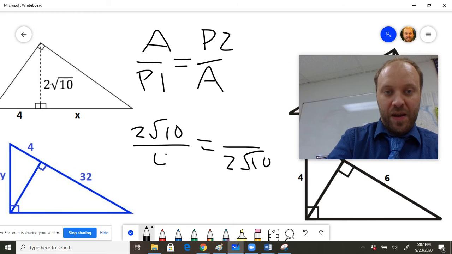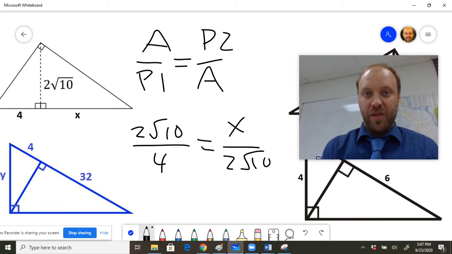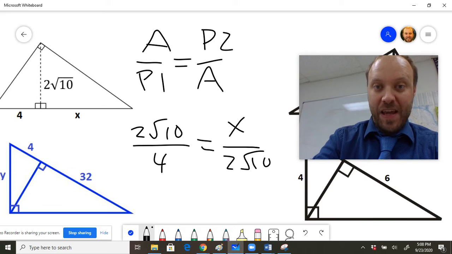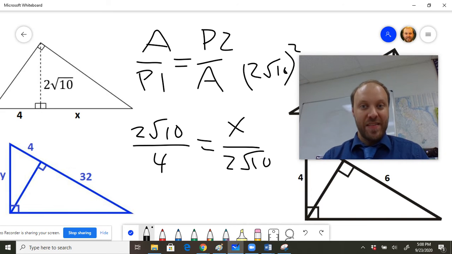And then we do have the two parts of the hypotenuse. We've got a 4 and we've got an x, and we can cross multiply here. Be careful. When I multiply 2 radical 10 times 2 radical 10, I would think 2 times 2 is 4, radical 10 times radical 10 is 10, 4 times 10 is 40. If you're going to put that in a calculator, make sure that the whole thing is getting squared, okay? If you don't put that in parentheses, you're going to end up just squaring the radical 10 and not the 2, and you'll end up with an answer of 20 instead of 40.